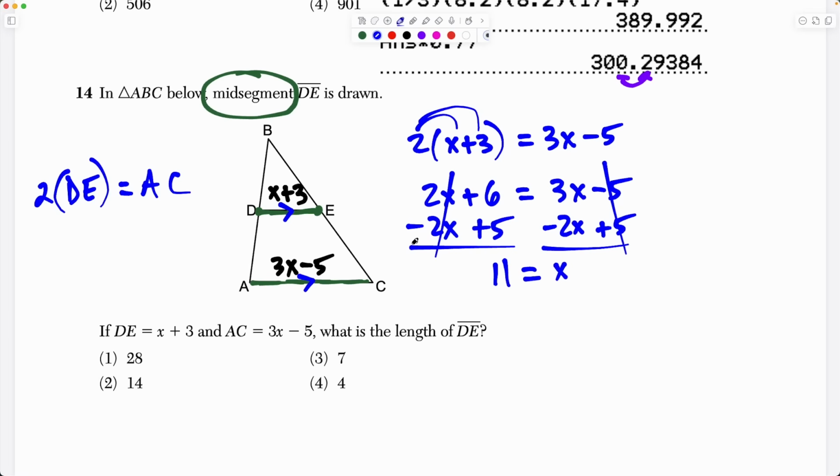But they were polite here to not make x equals 11 an answer choice, because what the question is actually asking for is the length of DE. So for the length of DE, now we just plug in x equals 11. DE was equal to x plus 3, so we're going to do 11 plus 3 equals 14. So our answer here is going to be choice 2.